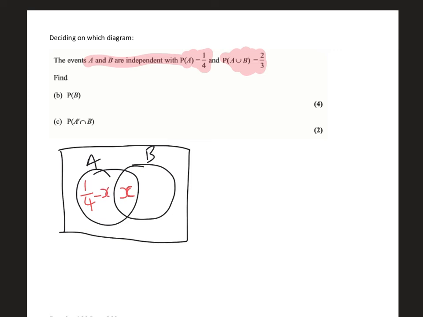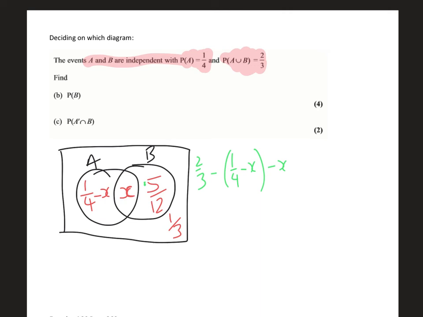I know that A or B is 2/3. So the whole of the two circles must be 2/3. So this bit here, which I'm going to put the blue dot, must be 2/3, take away everything that's there. So it's 2/3, take away quarter minus X, take away X, which if I work that out, I get 5/12. And if all of that adds up to 2/3, then the outside bit must be 1/3.